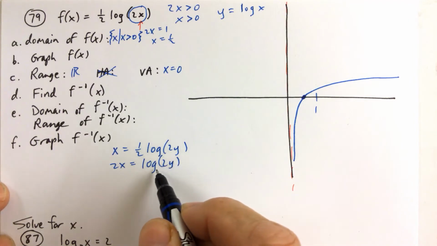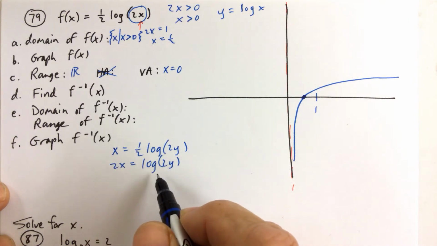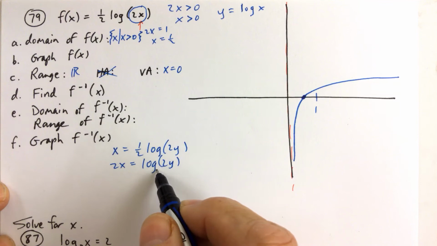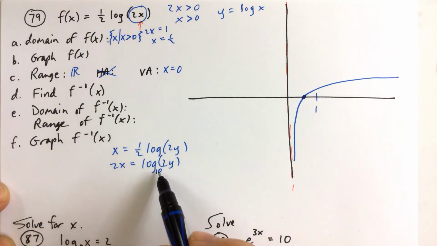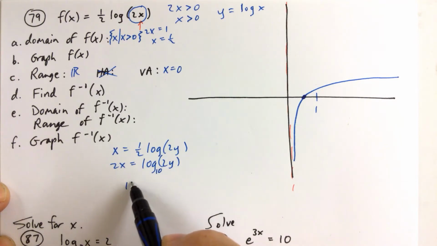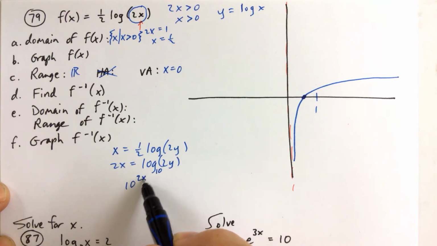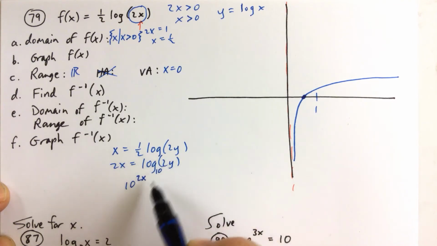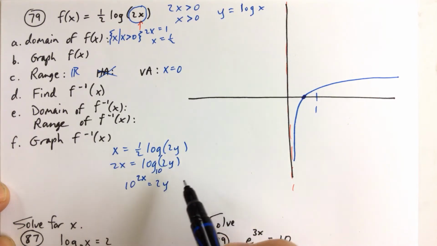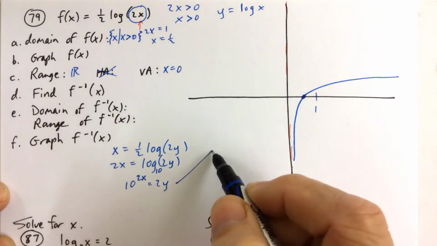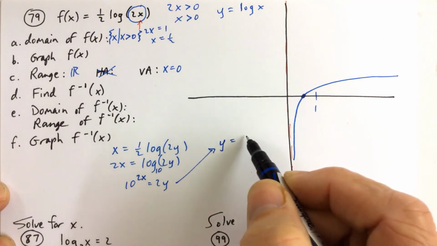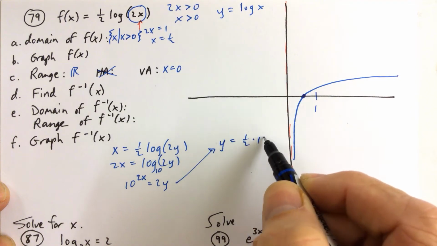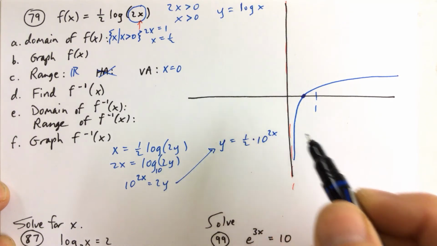So solving for y, I have to convert this equation to exponential form. And the base right here, since it's log, we don't see a number there. It's implied that that's a 10. So we rewrite the same equation in exponential form. 10 to the 2x is equal to 2y. If we divide both sides by 2, we get y equals 1/2 times 10 to the 2x.